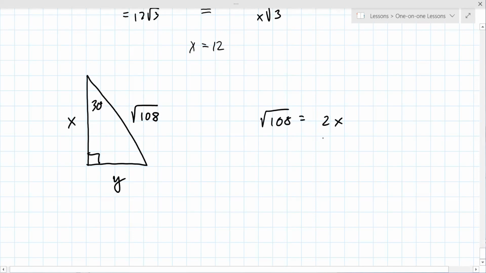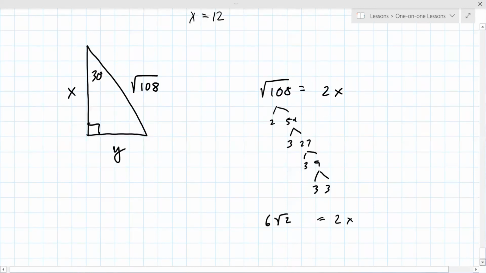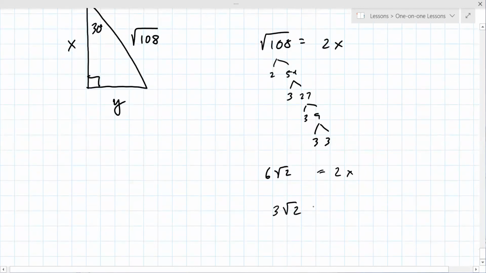Oh, yeah. Okay, I'm gonna have to redo my work then. Because it should be 3 times 9, then 3 times 3, which is 3 root 3. There's this 108 is 6√2. Now, oh, 54 reduces again. Yeah, I gotta redo all this. Give me a sec.